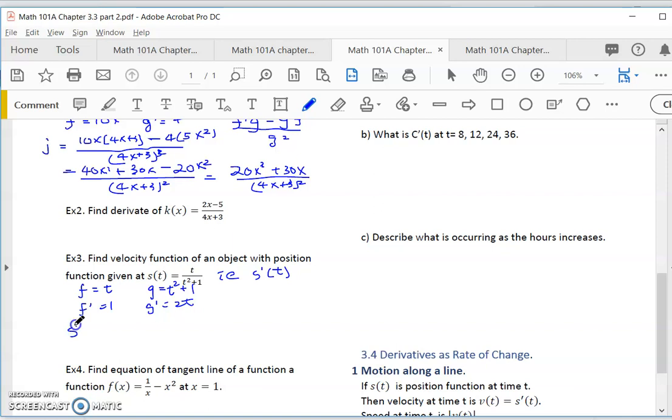So we will say s prime of t equal to f prime g minus g prime f, would be this times this, t squared plus 1, minus, remember, this 2t multiplied by t, 2t squared, over t squared plus 1 square. When they subtract, it becomes negative t squared over t squared plus 1 square. So that's how we do quotient rule.